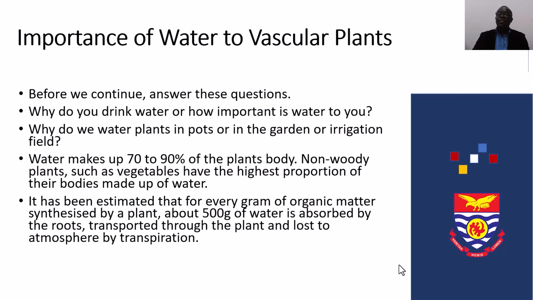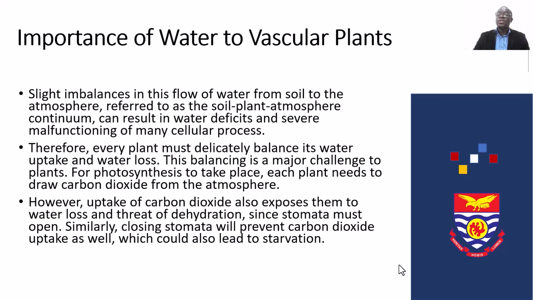Water makes up about 70 to 90% of the plant's body. Non-woody plants such as vegetables have the highest proportion of their bodies made up of water. It has been estimated that for every gram of organic matter synthesized by a plant, about 500 grams of water is absorbed by the roots, transported through the plant, and lost to the atmosphere by transpiration.